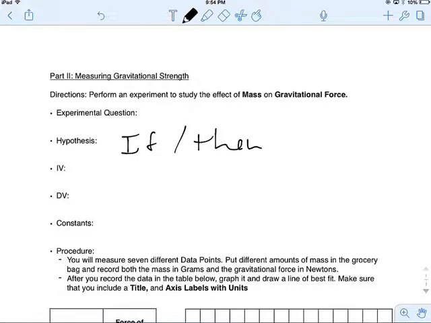Okay, sorry, I don't have my stylus, so my handwriting is really terrible right now.